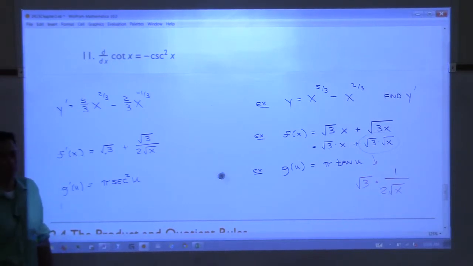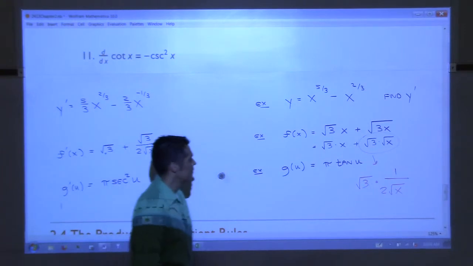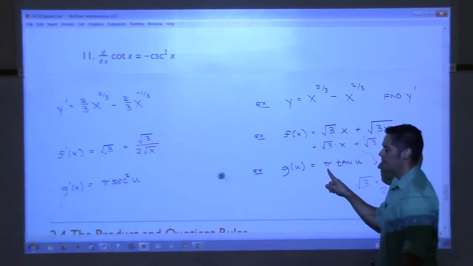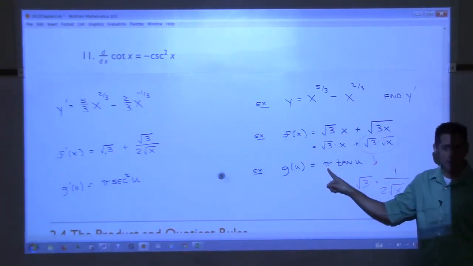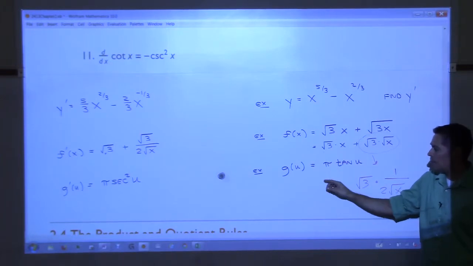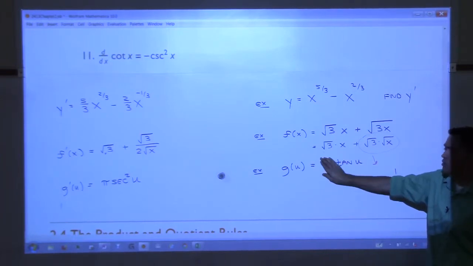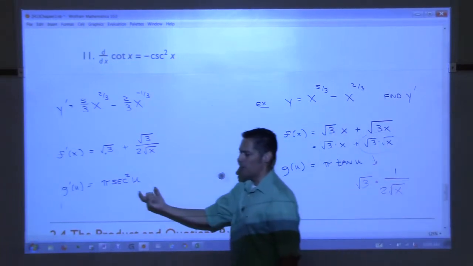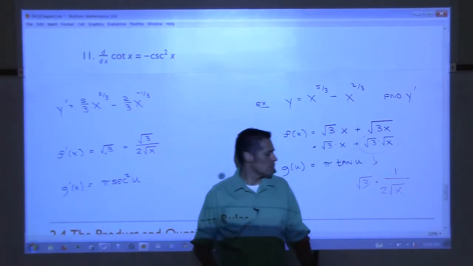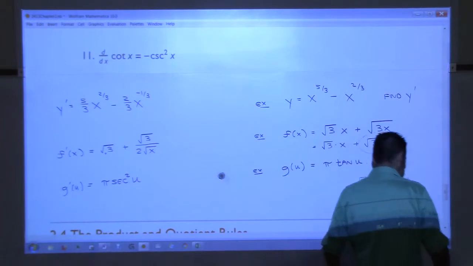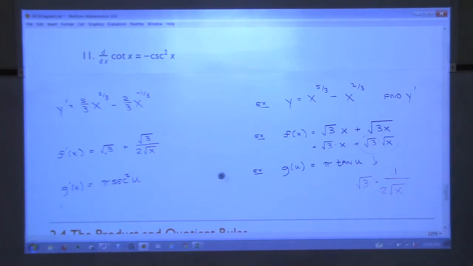How about the last one? Any trouble here? Pi is a constant, right? So it just comes for the ride, so I'm just going to ignore it. What's derivative of tangent of u? Secant squared u, and then I just slap the pi on the front. Questions? May I continue, or do we need to review that anymore? I'm going to give you something a little different.